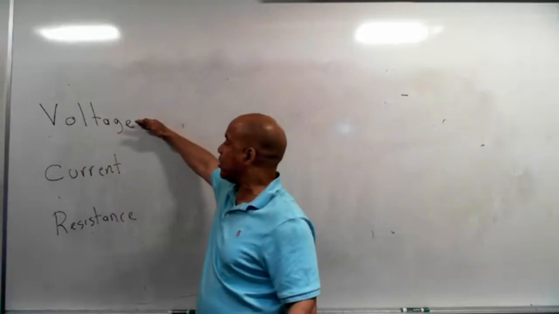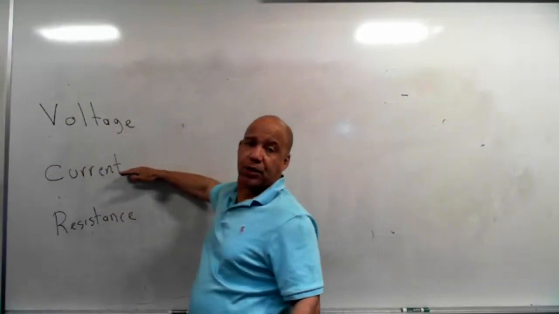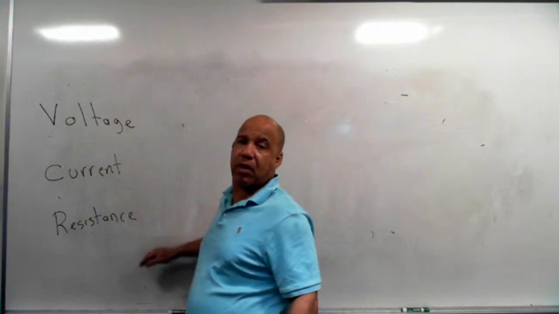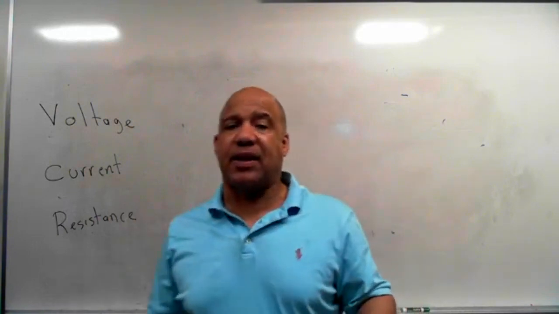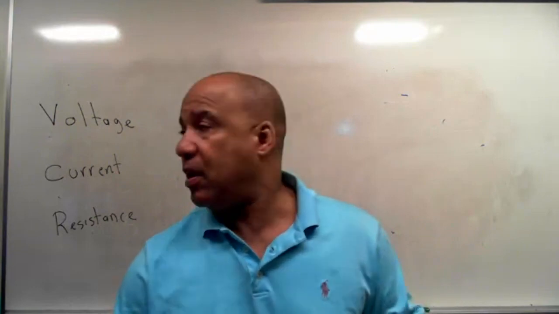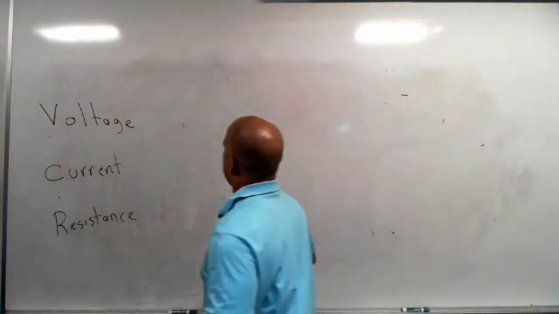Voltage is the separation of charge. Current is charge in motion. Resistance is opposition to current flow. For each of these quantities, there's a symbol we use to represent them. And I want to show you.